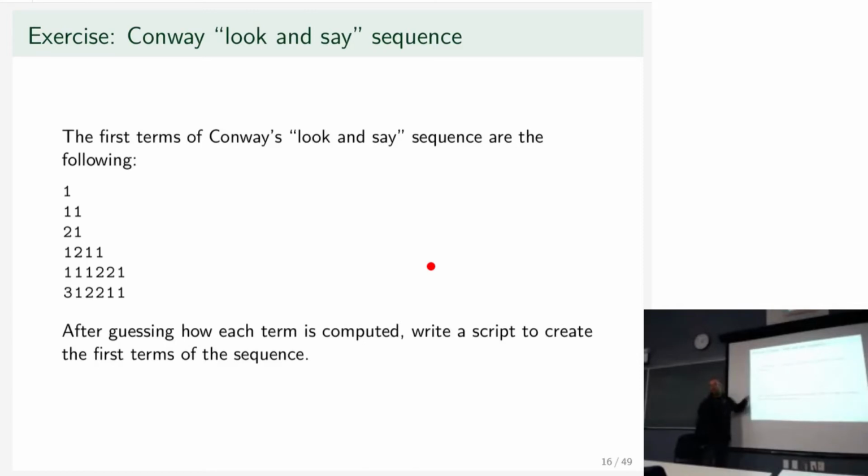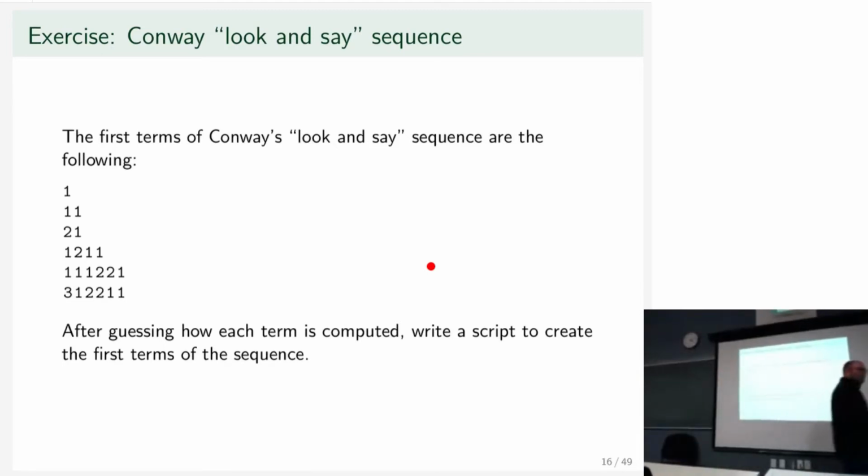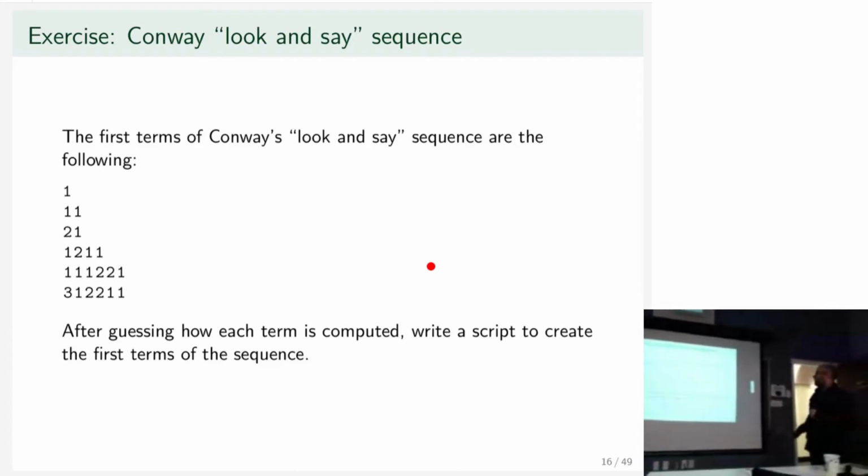Okay, that's pretty nice. Again, Conway, clever guy. And then I see 1, 1, 1, 2. Okay, 1, 1, 1, 2, and 2 1s. Okay, and I continue this way. And the exercise is, of course, after guessing how each term is computed, which is something that I did, you need to write a script to create the first terms of the sequence. Okay, this is the exercise.